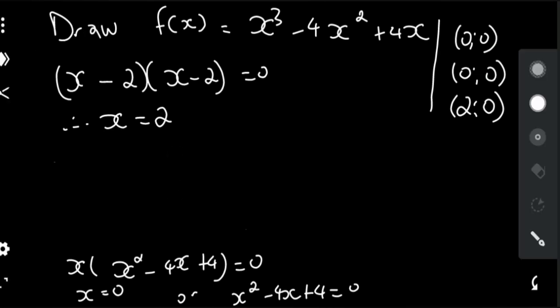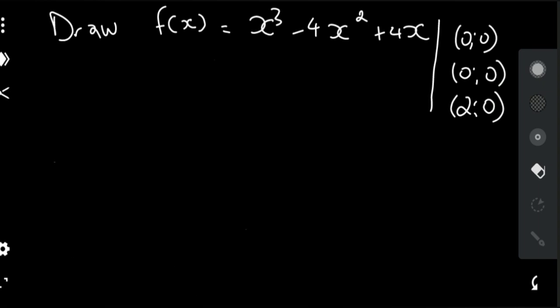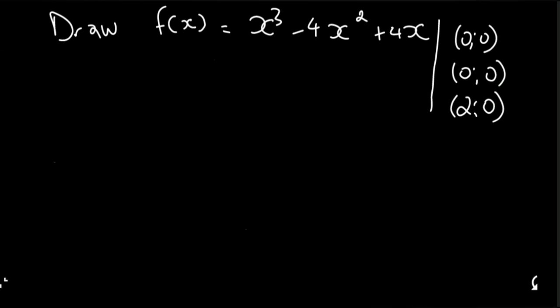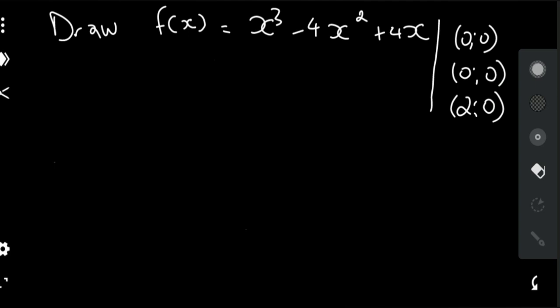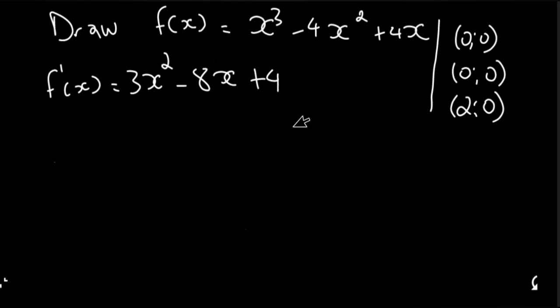Now we need to find the turning point. To find the turning point of the cubic function, you're going to use the first derivative and equate it to 0. So let us find the first derivative of the function. The first derivative is f prime of x is equal to 3x squared minus 8x plus 4, and we need to set this first derivative equal to 0.